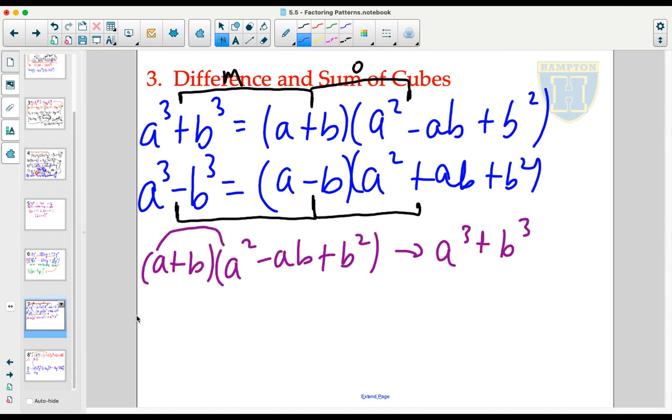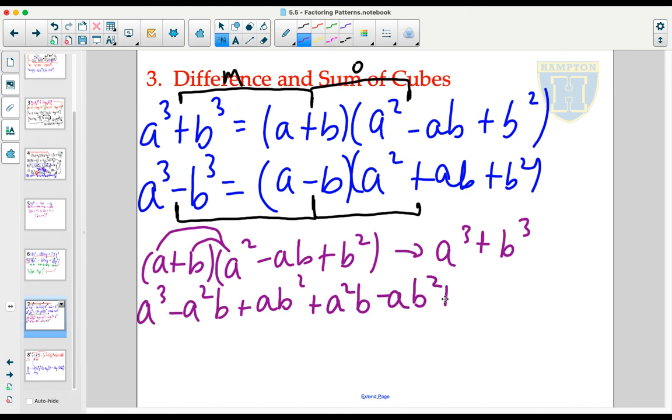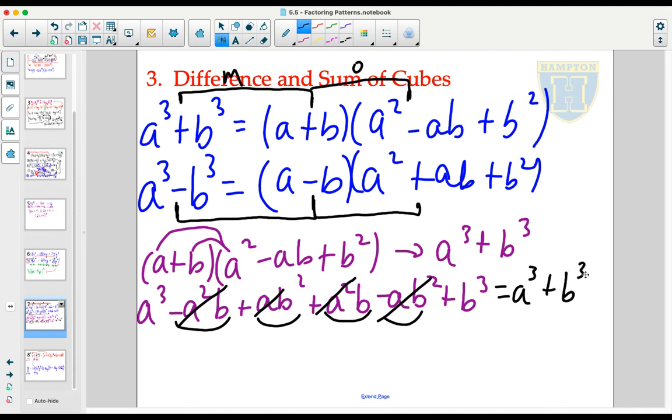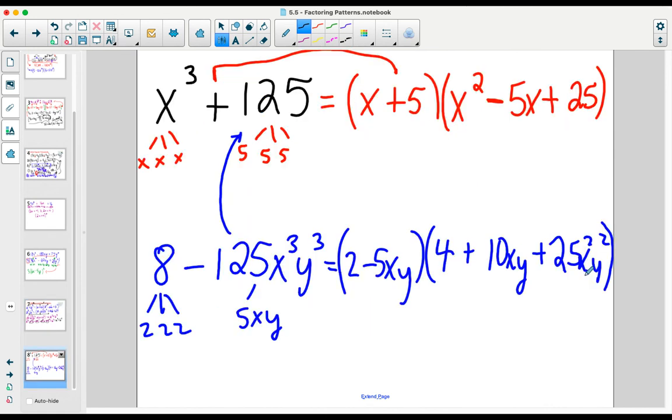So each one of these multiplications, a cubed minus a squared b plus ab squared. And then we'll do the second round of multiplications, plus a squared b minus ab squared plus b cubed. You'll see the two terms in the middle, this one and this one are opposites, and this one and this one are opposites, and we're left with our target of a cubed plus b cubed. And you could do the same thing with a cubed minus b cubed, and you could do the same thing with either of these examples.